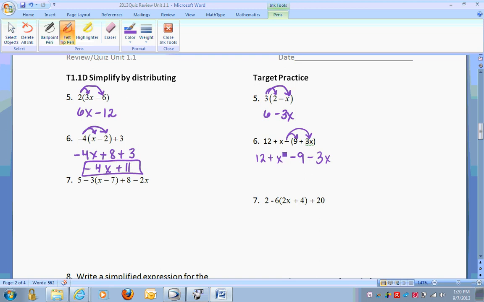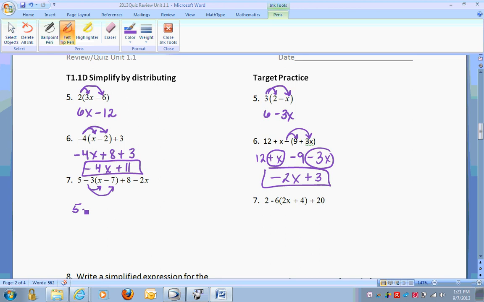Now I combine my like terms. I'm going to combine this positive x and negative 3x, and that should give me negative 2x, and then 12 minus 9 is positive 3. And there's the answer to number 6 under the target practice. Now, for number 7, we're going to distribute this negative 3 times x and this negative 3 times negative 7. I go ahead and bring down this 5.